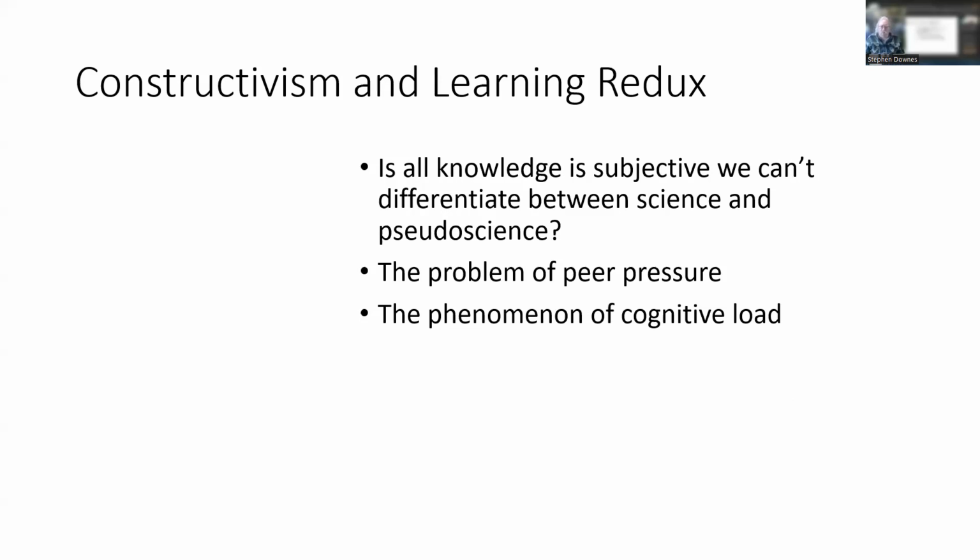Another question that comes up is, if all knowledge is subjective, then arguably we can't differentiate between science and pseudoscience. If every model is equal, one model is science, another model is astrology, they're equal. There's no way to distinguish between them. Or is there in a constructivist model?